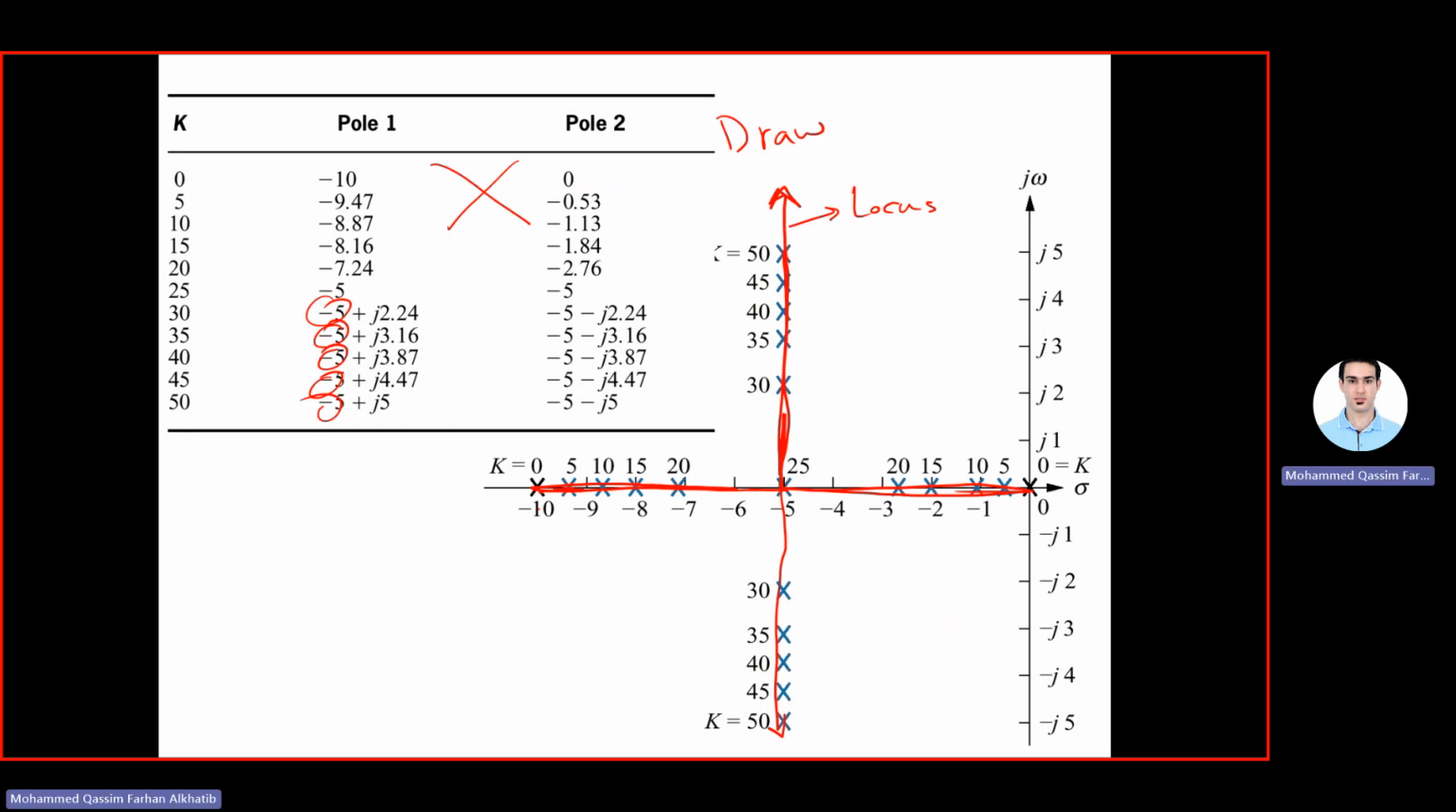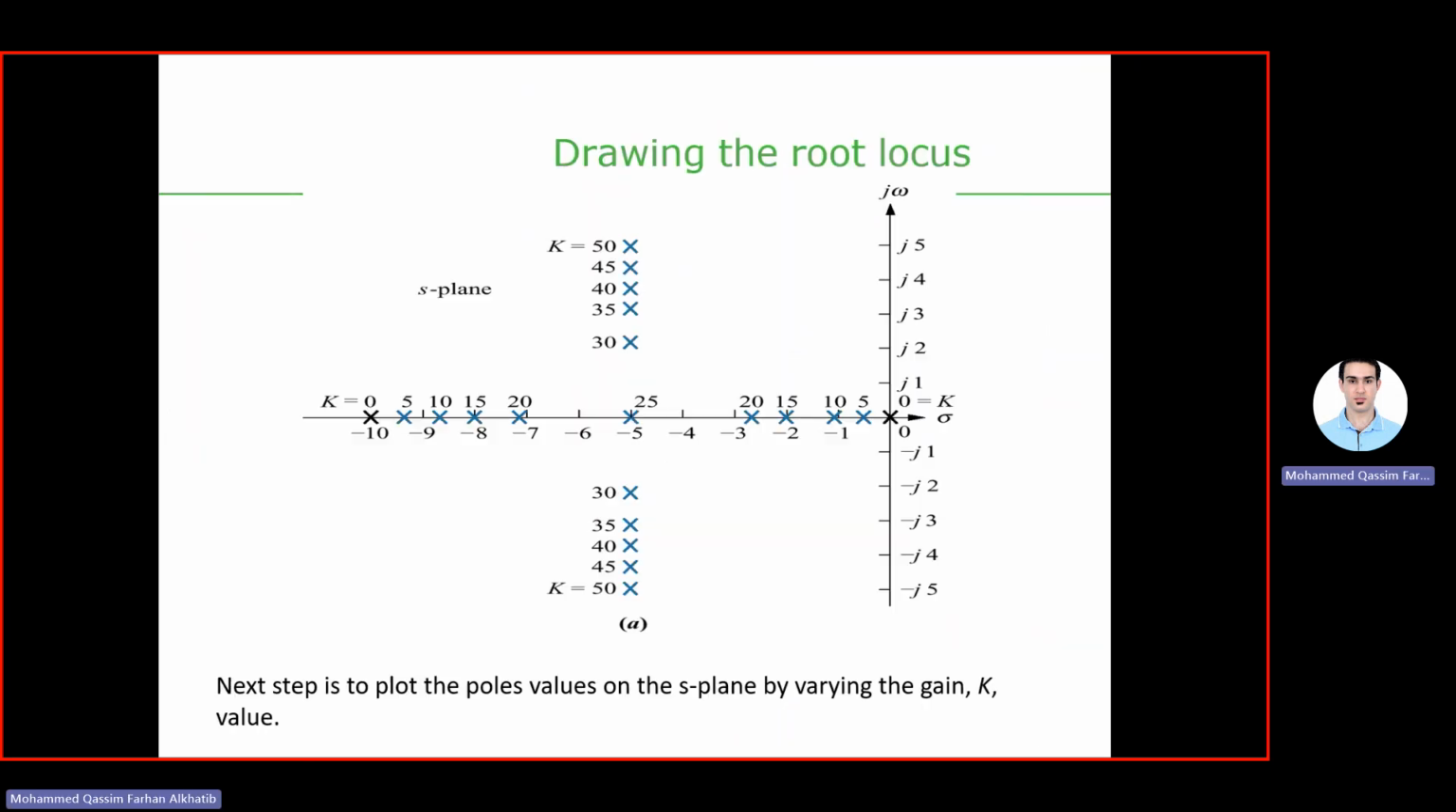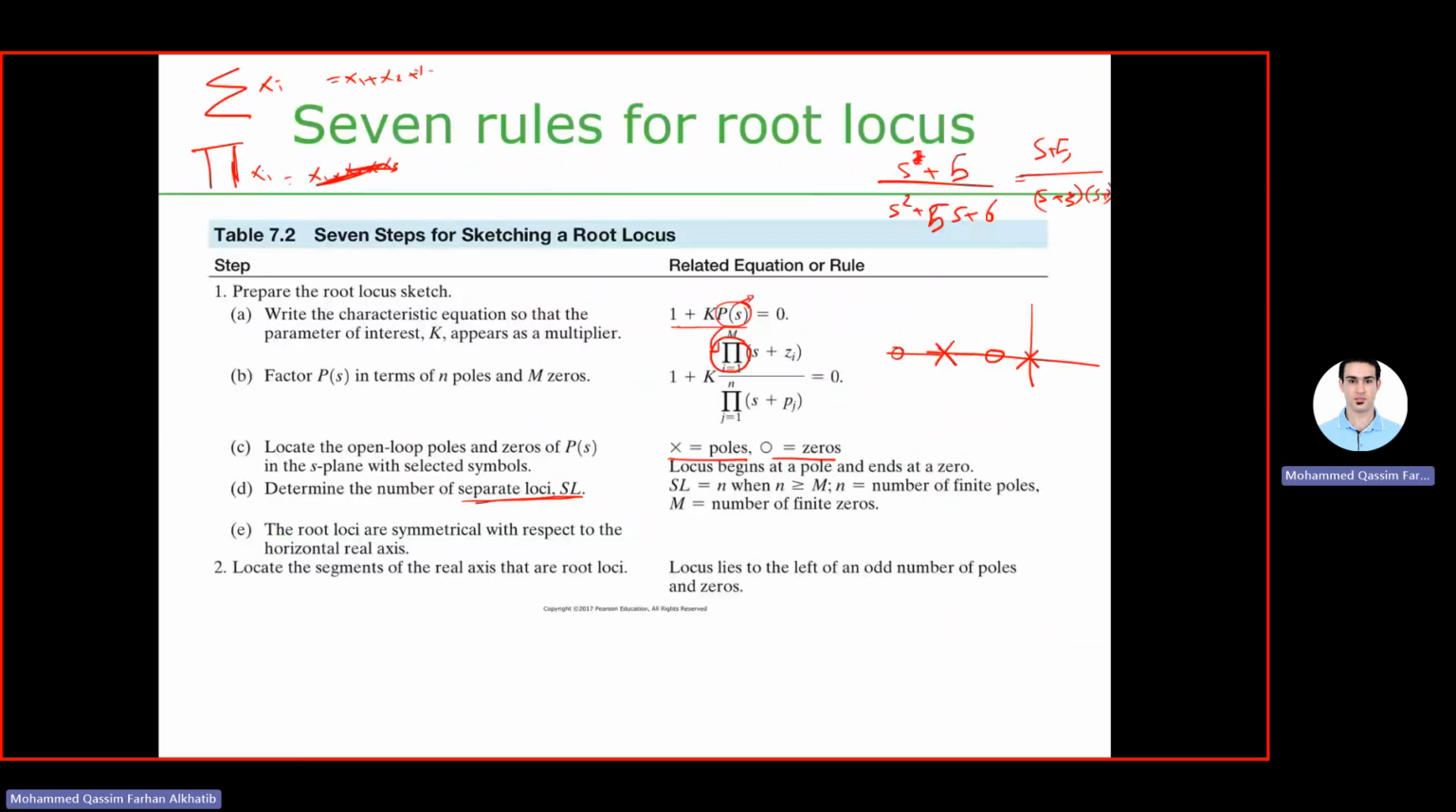Now, what will be the case if there are no zeros? It will go to infinity. Like in this case, there are no zeros, so it keeps going all the way up to infinity on both sides. All right, so that's one key point here. Keep it in mind. It will stop at the zero.